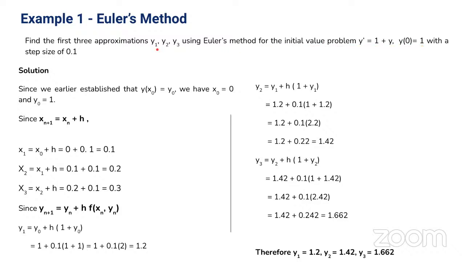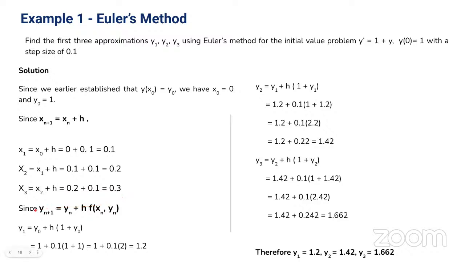Since we are tasked with finding y1, y2, and y3, that suggests we would also need the values of x1, x2, and x3. From the formula we had derived earlier, x of n plus 1 equals x of n plus h. Our x1 is our x naught plus h, and that's just 0 plus 0.1. We have 0.1. Our x2 is 0.2, similar to the way we deduced x1, and our x3 is 0.3.